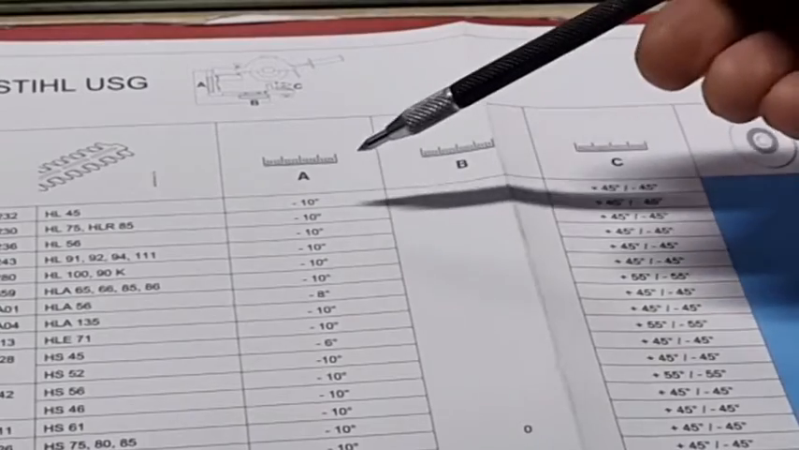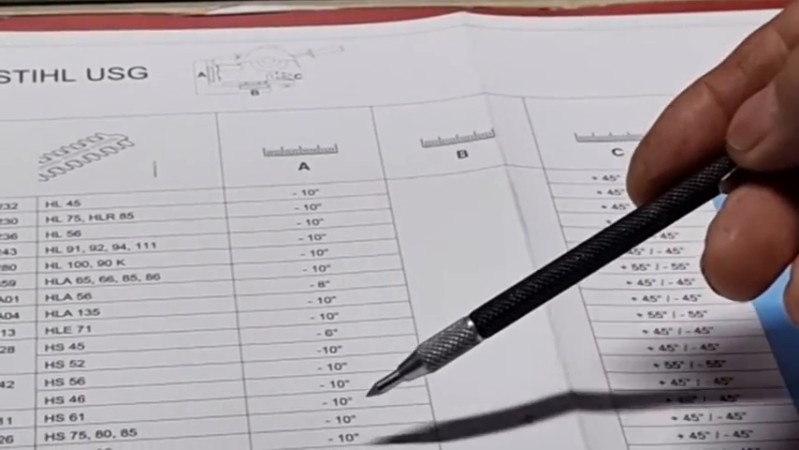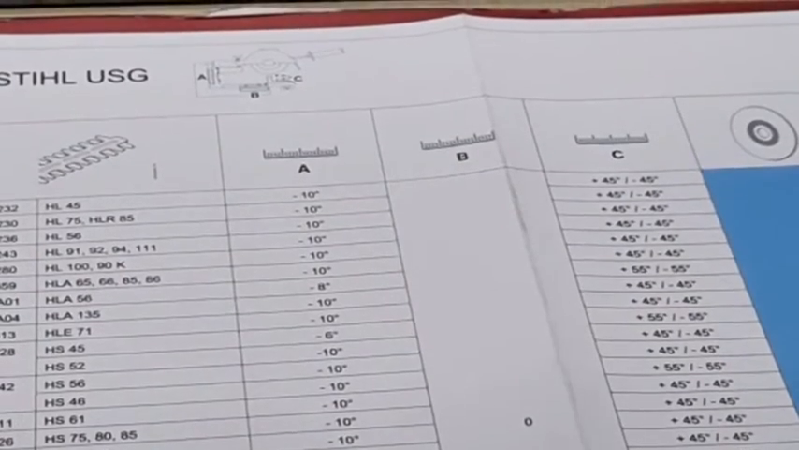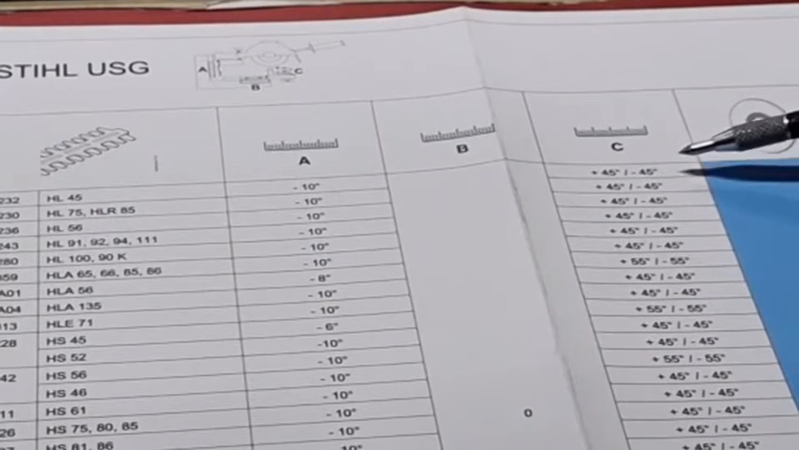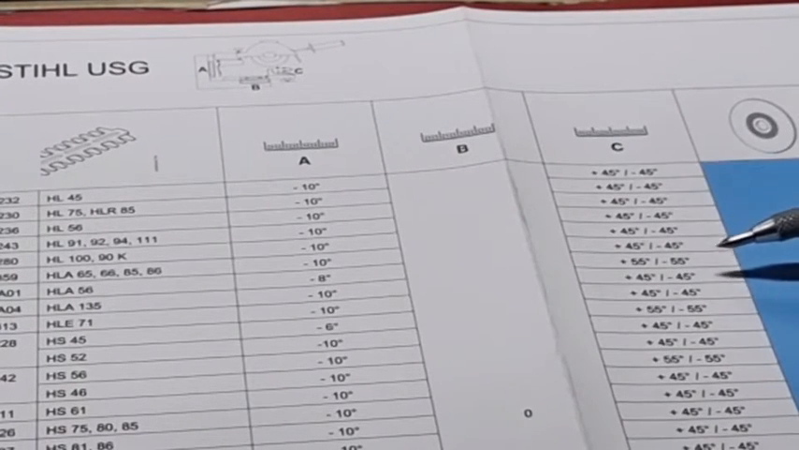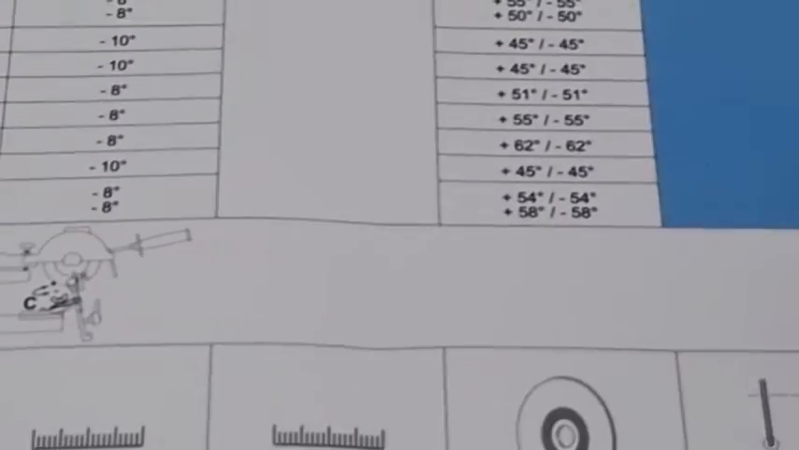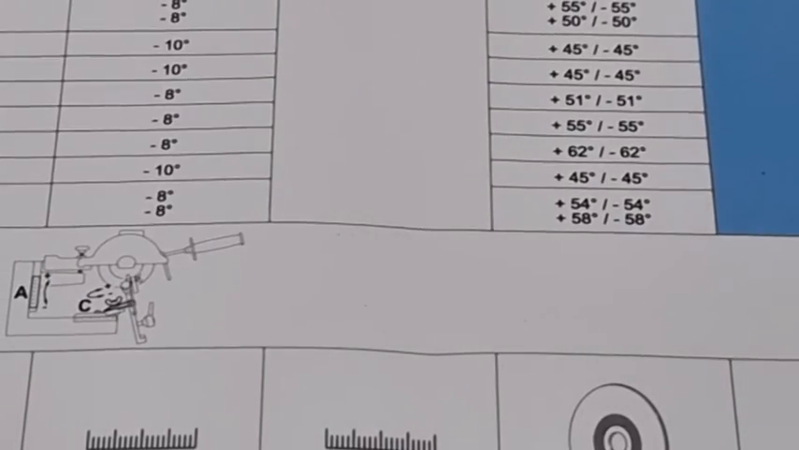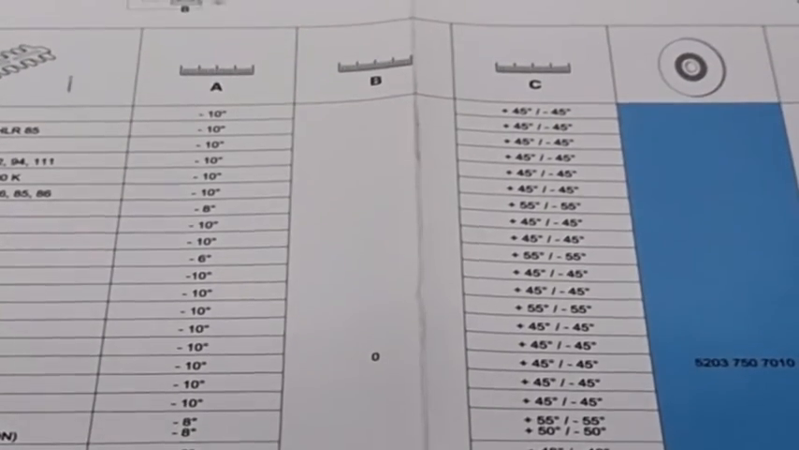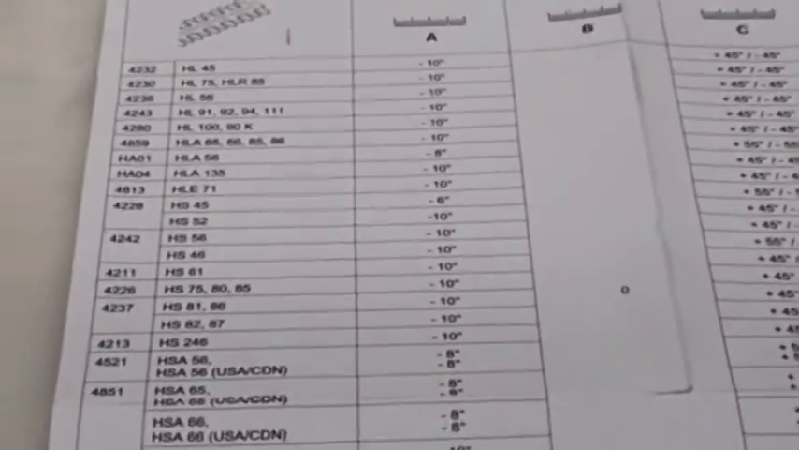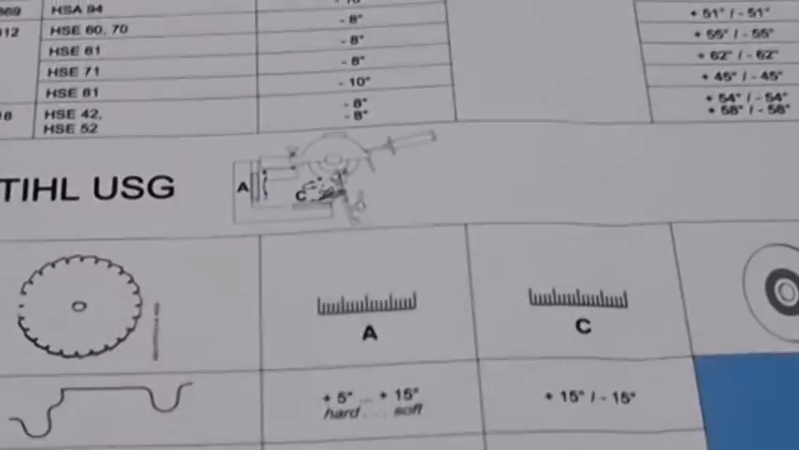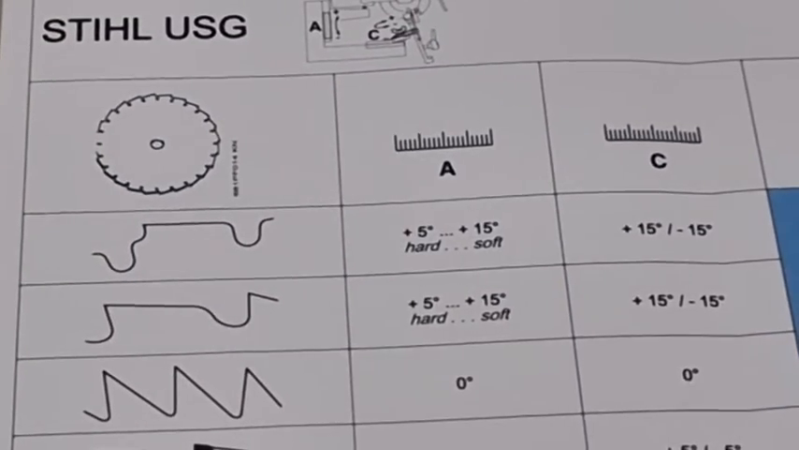Here we look at the A scale, minus 10, minus 10, minus 6, minus 8. So you've got all the different minuses there to set it to, and we use the B scale at 0, and on the C scale plus 45, minus 45, and then it changes a little bit, plus 48, minus 48, plus 50, minus 50, and even down the bottom there you'll get some 54s and 58s. Provided you've got the attachment, you've got to buy the attachment to do that, and they're fairly straightforward and not really confusing.